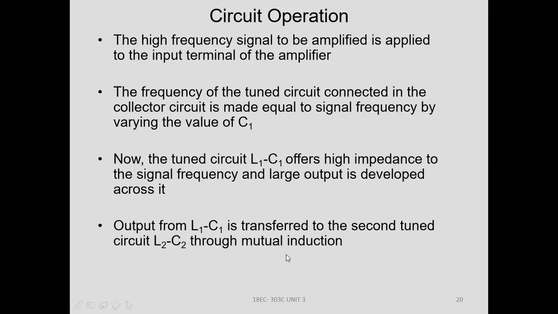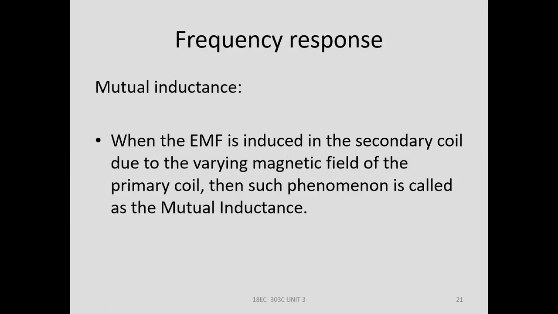We already know what mutual induction is. What is mutual inductance? When an EMF is induced in the secondary coil, the EMF induced in the secondary coil is due to the varying magnetic field of the primary coil. That means when the magnetic field is varying in the primary coil, there will be an induced EMF in the secondary coil. That is called mutual inductance.